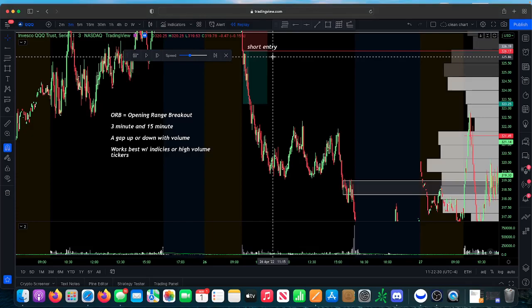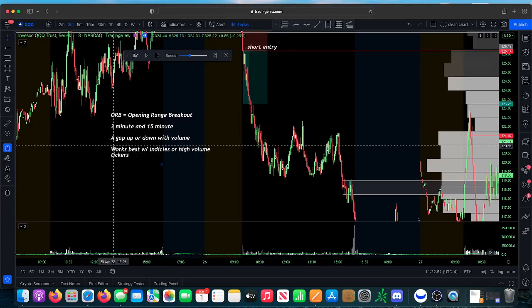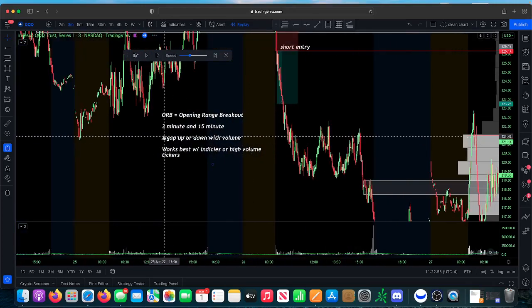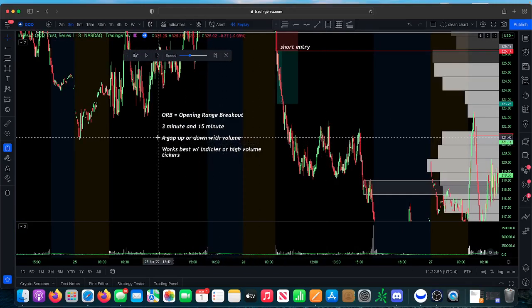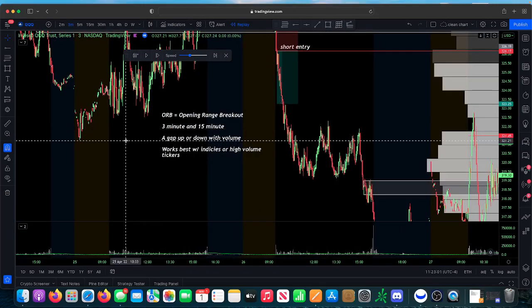This works best on SPY, QQQ, and IWM, the indices. Also, I know people that use it on AMD, Apple, big tech names. You want a lot of volume, something that really pushes that open like SPY does. If we get an inside open, we skip the ORB. So we're only playing ORB on days we gap with volume.